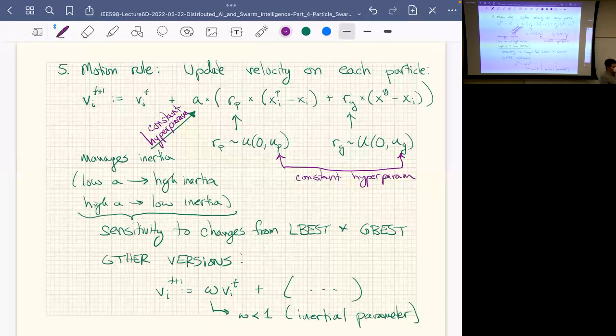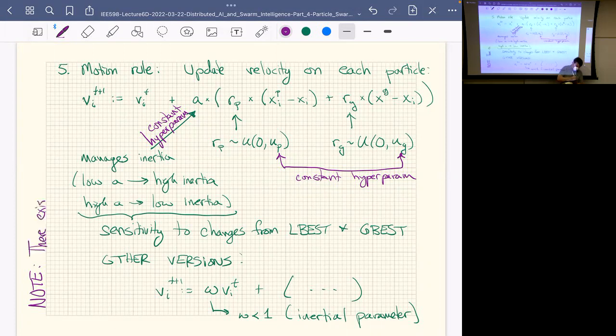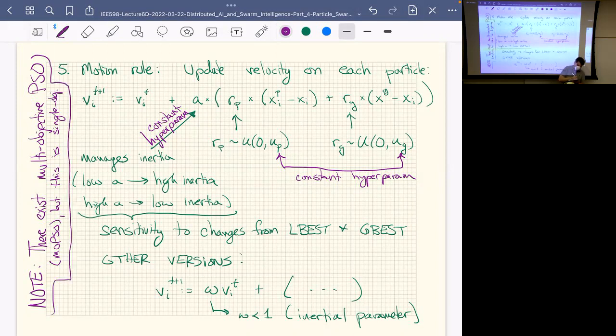Similar to the other question, would we say that this is a single objective algorithm, and is there a multi-objective version? Yes. I think I might have posted one or two articles on multi-objective PSO. There exists multi-objective PSO, or MOPSO, but this is single objective. So you can take a look at how the multi-objective PSOs work. It's a little bit outside the scope of what we do here.